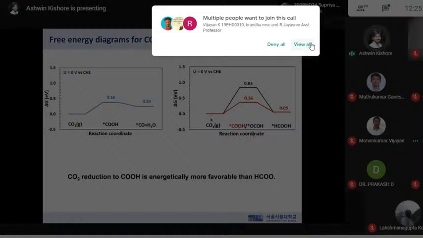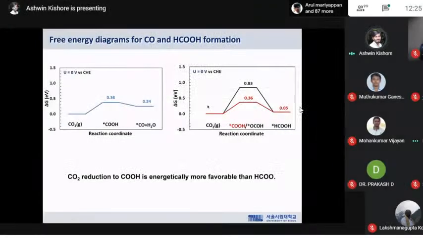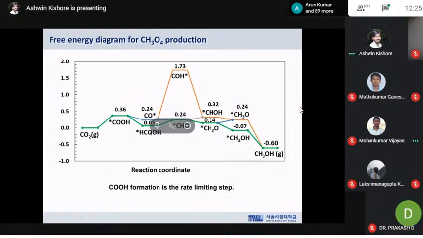Then in the second proton-electron step, the COOH will form either CO or HCOOH. From this free energy diagram, we can see that formation of HCOOH is more favorable than CO formation. So this material, Rh intercalated graphene, will form formic acid through COOH rather than CO.